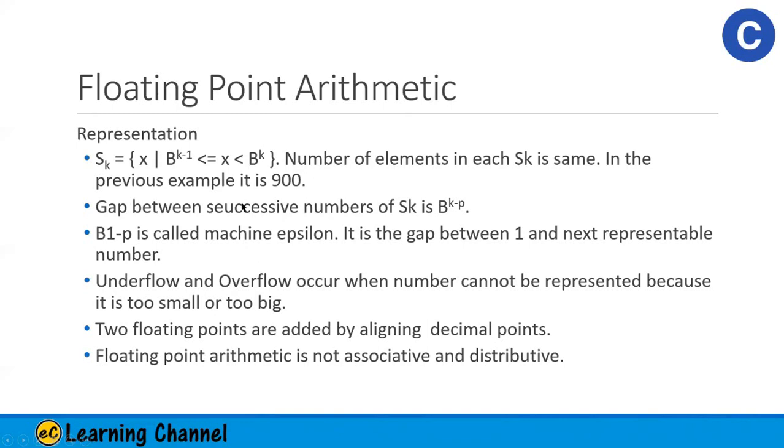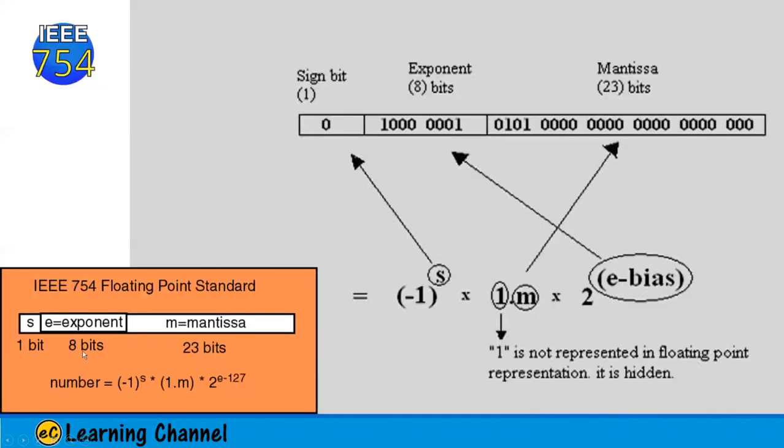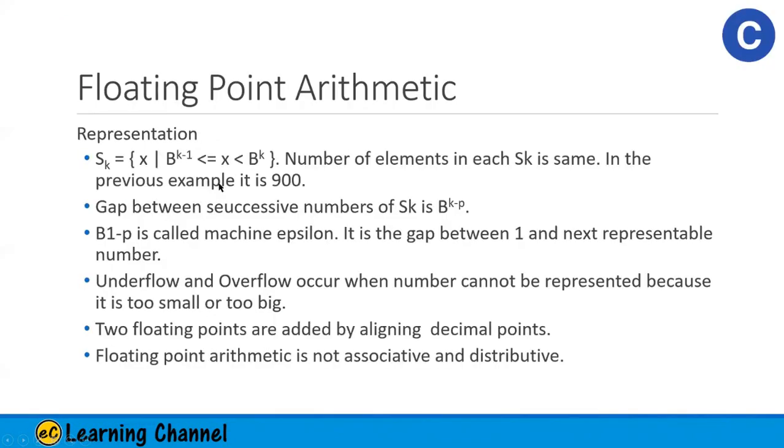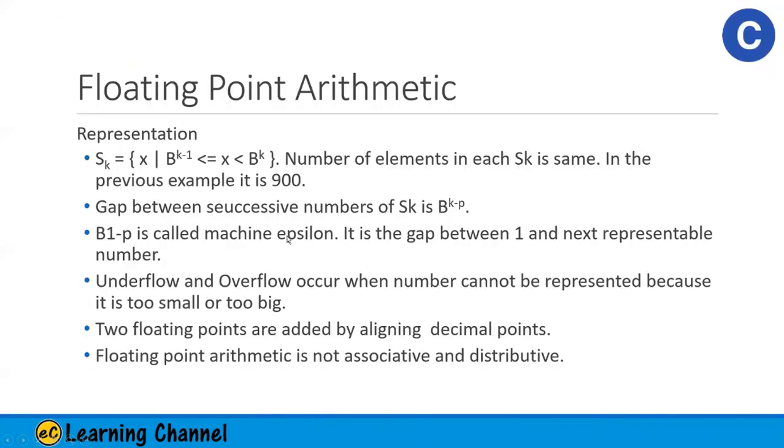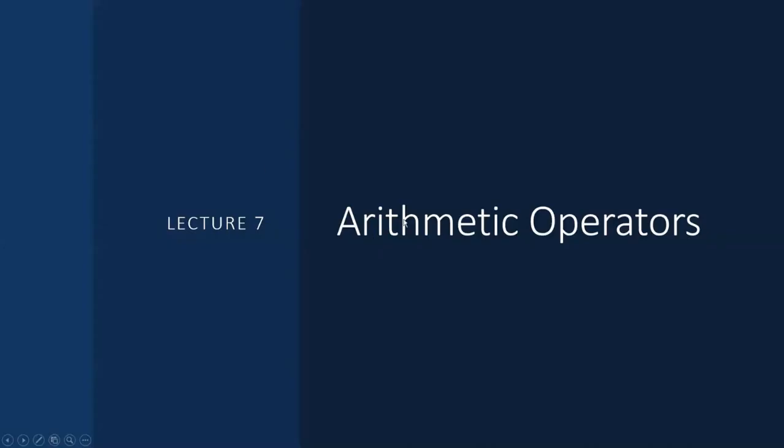And then this actually also is good if you look at the exponent. Exponent also is a set of integer. So exponent and mantissa are 2 integer sections, and it is used for a floating point. Okay. So B to the 1 minus P is called machine epsilon, the gap between one and the next representable number. So underflow, overflow occur when a number cannot be represented if it's too big or too small. 2 floating point numbers are added by aligning the decimal points. Okay, so that's a floating point number.